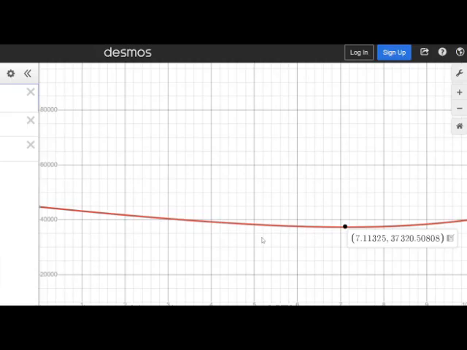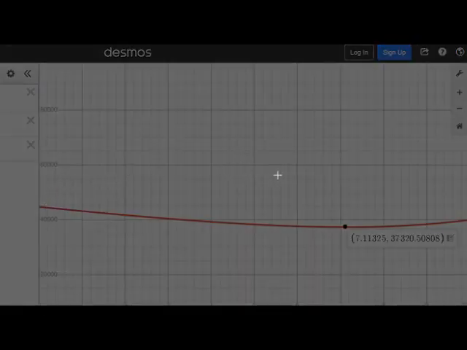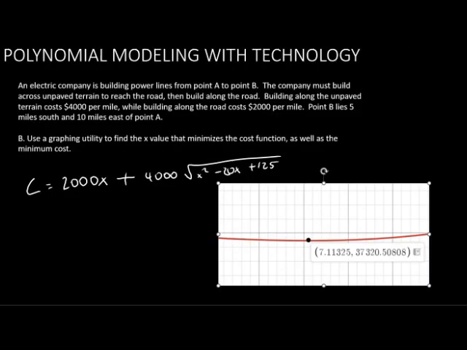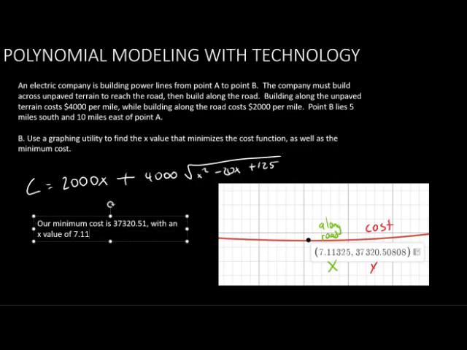Here in my graphing utility, you can see that we have a slight minimum at around 7.11. We'll copy this over into our presentation. Copied from our graphing utility, the x value will be the distance we're traveling along the road, while this other number, 37,320, will be how much it will cost. Therefore, we'll say our minimum cost is $37,320.51 if we round. This comes from an x value of about 7.11. This means if we build 7.11 miles along the road, that's going to give us our minimum cost.